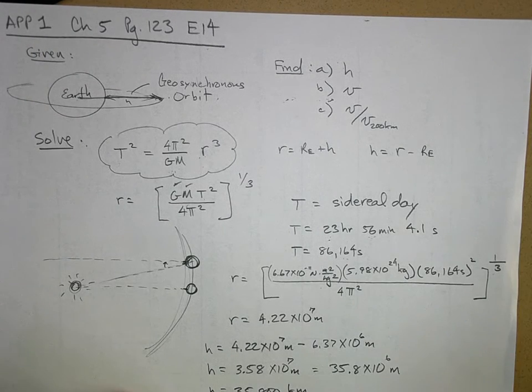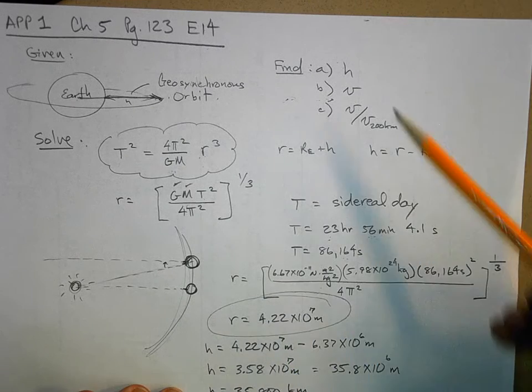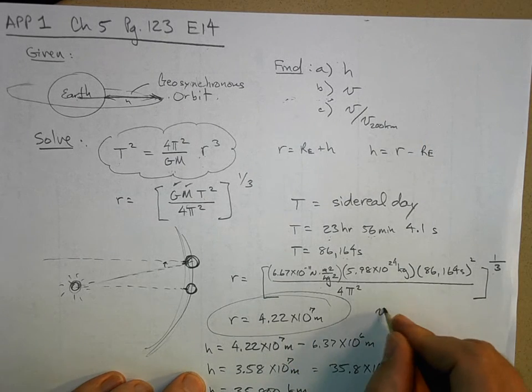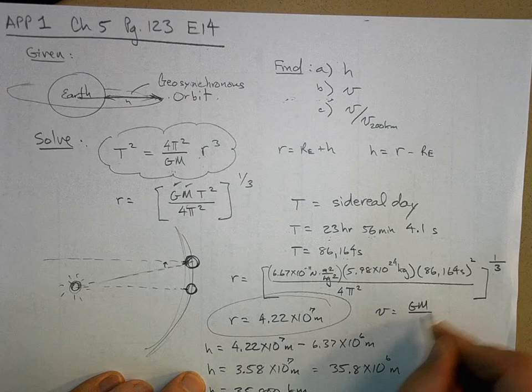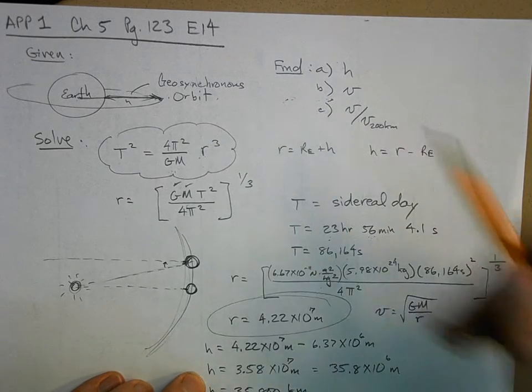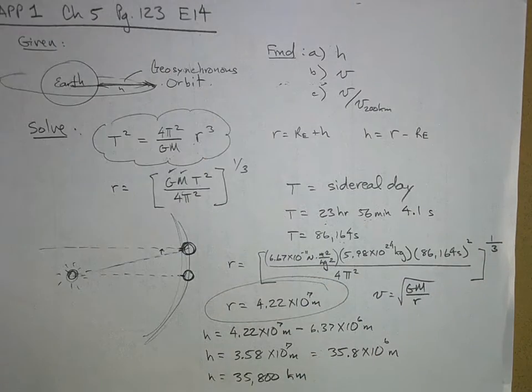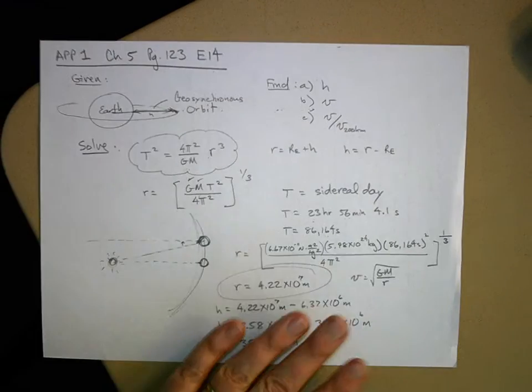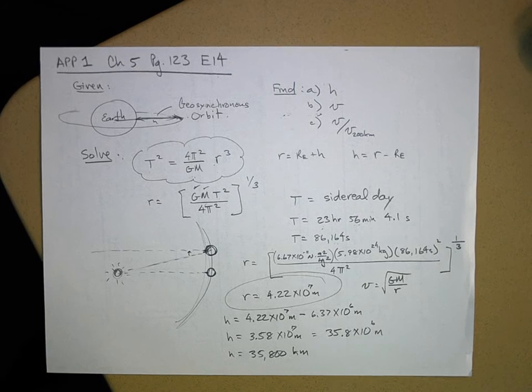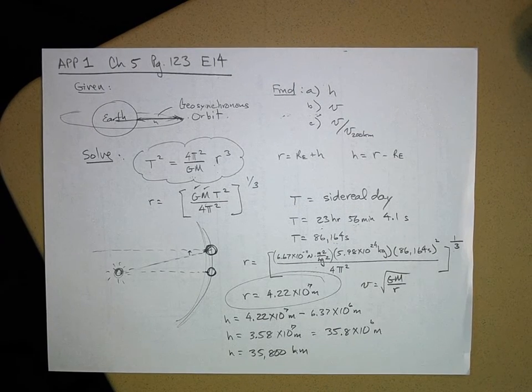Now, once you know what R is, you just say V equals the square root of GM over R, plug that in. And then I'll let you look at the book to figure out what those ratios are. Let me zoom all the way out. Look at the whole thing. That is all.